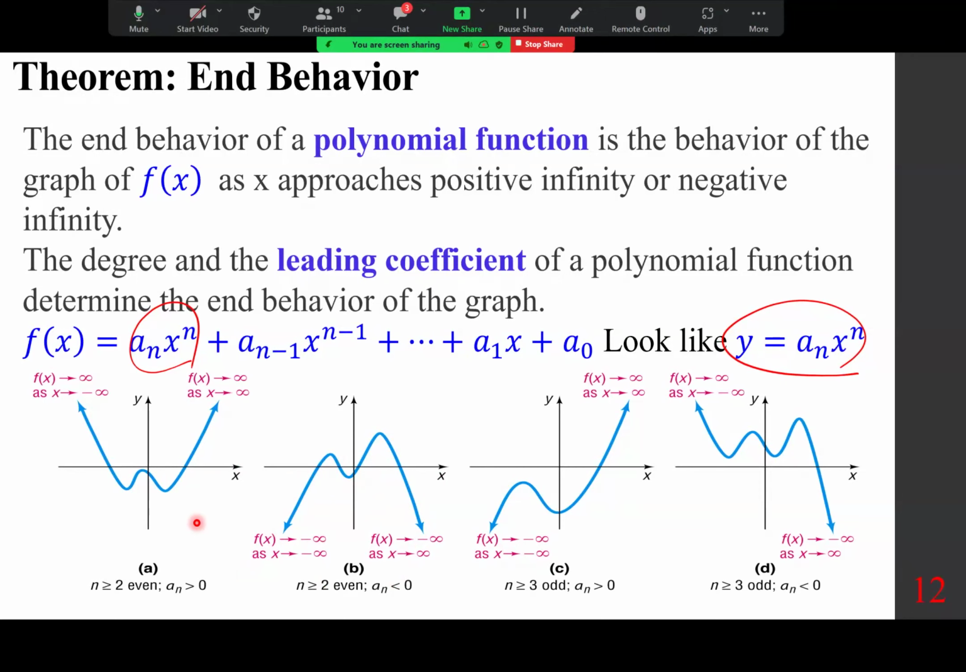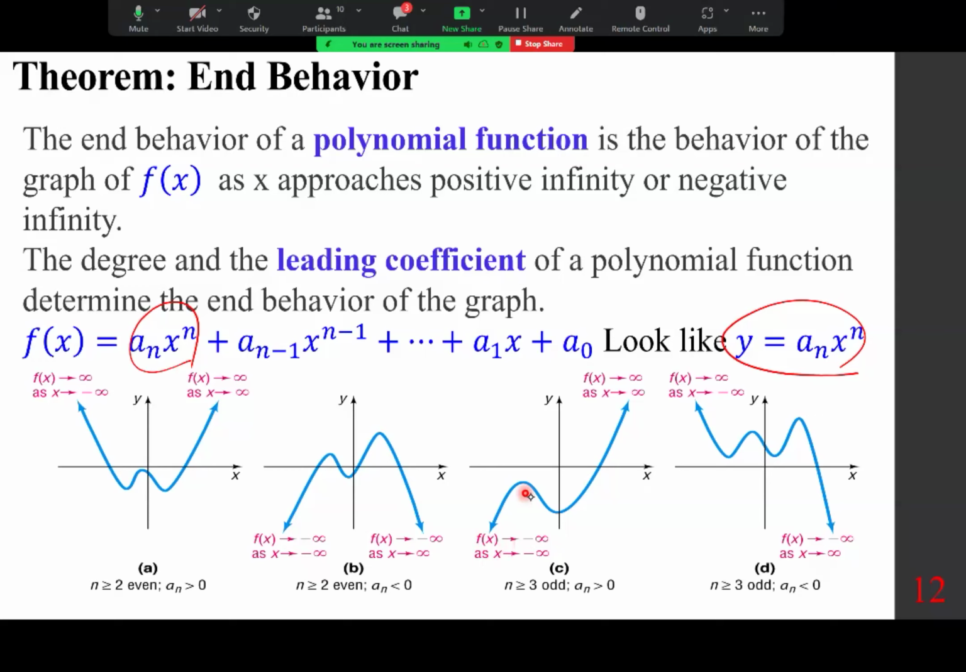In this case, n is larger than or equal to 3, and the reason it's odd looks like the end behavior looks like the end behavior of x cubed. As x gets larger, so does y. Both of them go to infinity. As x gets smaller, so does y. Both of them go to negative infinity.